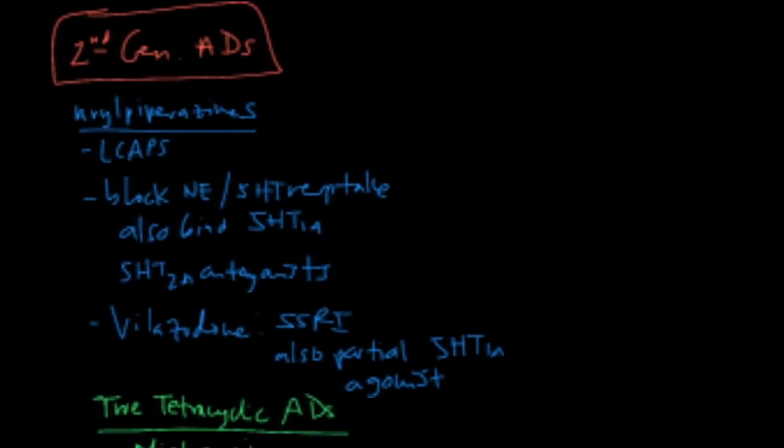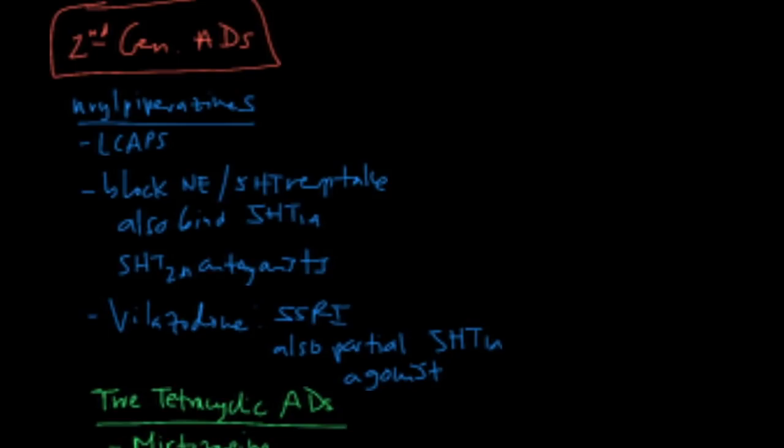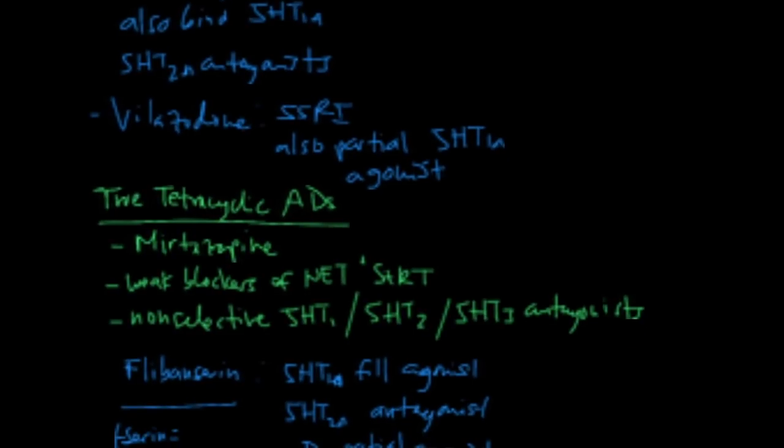Okay, so now we're going to talk about your second-generation antidepressants, which include a lot of classes. Your first one are your arylpiperazines, which are actually LCAPs. These block norepinephrine and serotonin reuptake, and they also bind to 5-HT1A. They also act as 5-HT2A antagonists, and these include vilazodone, which is an SSRI but it's also a partial 5-HT1A agonist. So remember I said arylpiperazines also bind to 5-HT1A. Well, vilazodone is an arylpiperazine in that it binds to 5-HT1A and acts as a partial agonist.